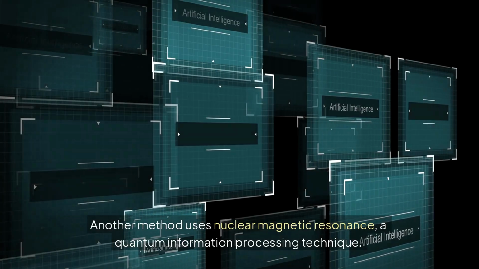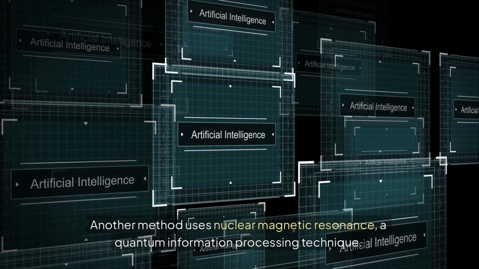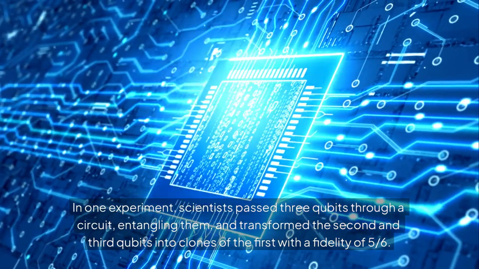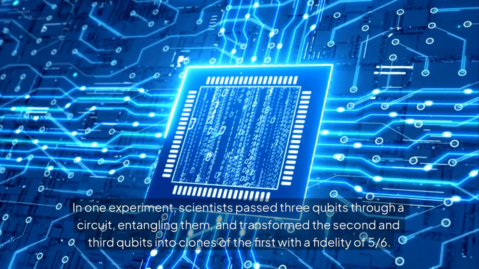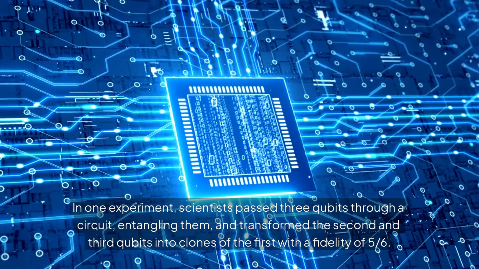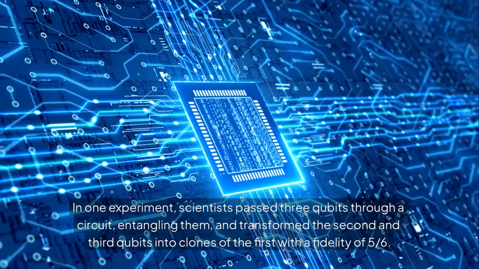Another method uses nuclear magnetic resonance, a quantum information processing technique. In one experiment, scientists passed 3 qubits through a circuit, entangling them, and transformed the second and third qubits into clones of the first with a fidelity of 5/6.